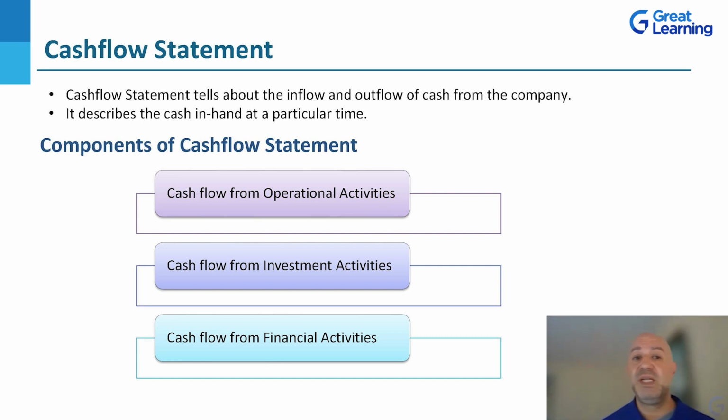So there are a couple of components of the cash flow statement. Cash flow from operational activities, your business. Cash flow from investment activities, whether it's short term or long term. If you're investing money, hopefully you're making money. This part of the cash flow statement will show how much you made. And then cash flow from other financial activities. So the cash flows from operational, investment, and financial activities give you the grand figure of what the cash flow statement will look like.